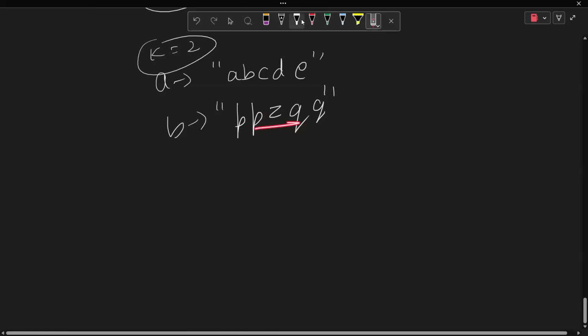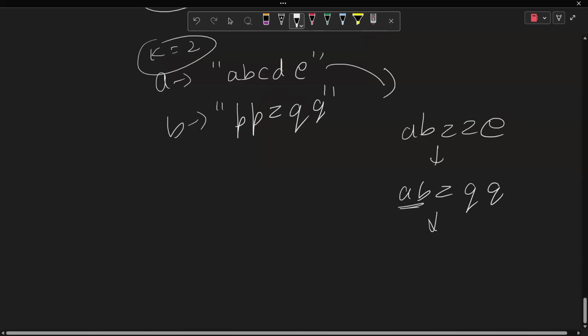But still you can have it here, because you can transform this into AB. Let's suppose you replace both of them by Z. It would become ZZE. And then you replace both of these by Q, so it would become ABZQQ. And then both of these by P. It would become PPZQQ.